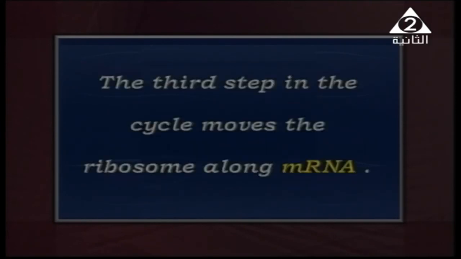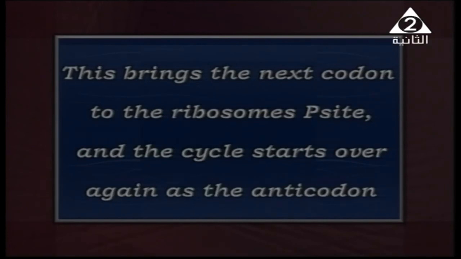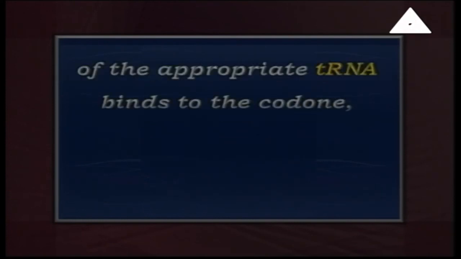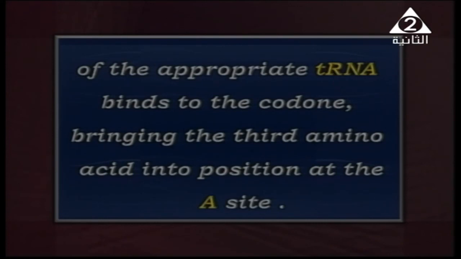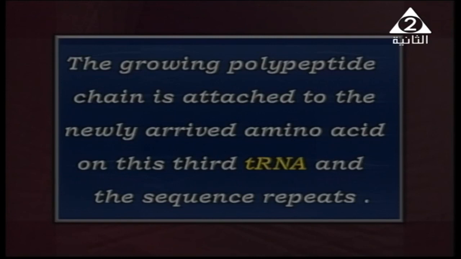The third step in the cycle moves the ribosome along the messenger RNA. This brings the next codon to the ribosome's A site, and the cycle starts over again as the anticodon of the appropriate transfer tRNA binds to the codon, bringing the third amino acid into position at the A site. The growing polypeptide chain is attached to the newly arrived amino acid on this third tRNA, and the sequence repeats.